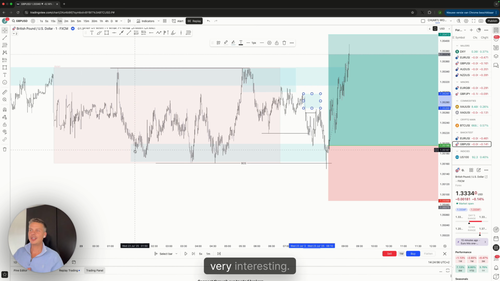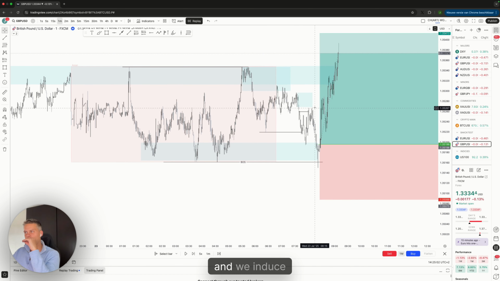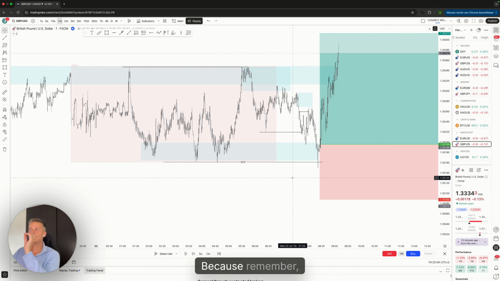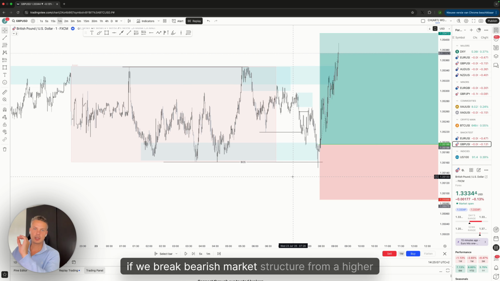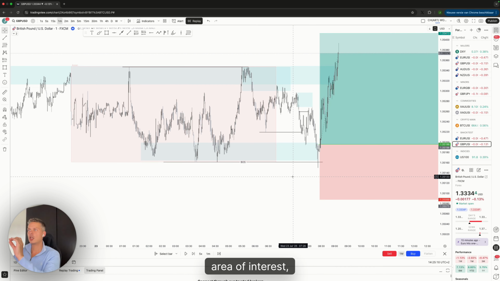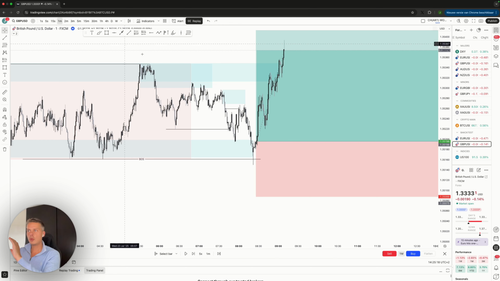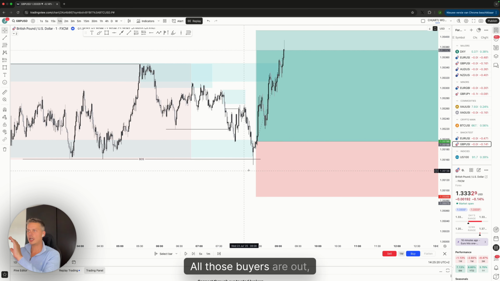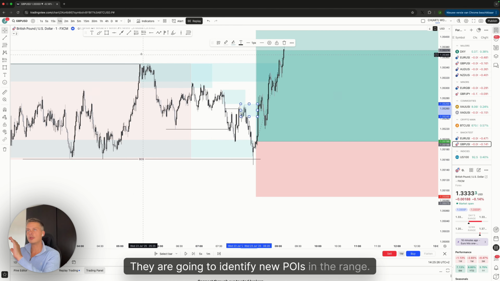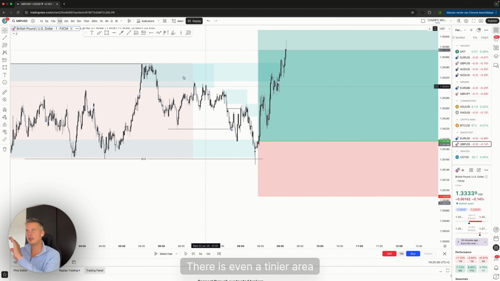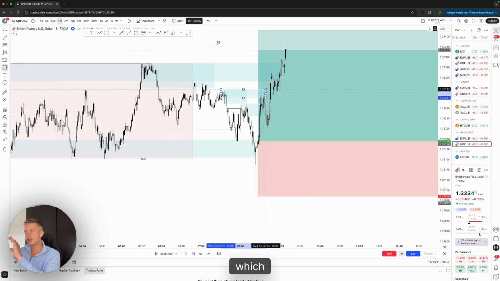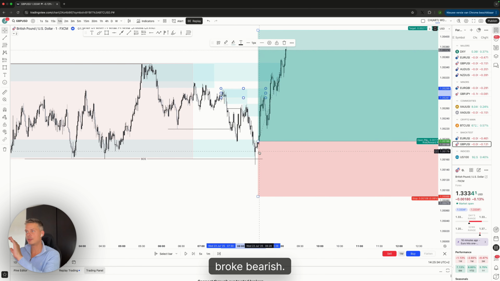And this is very, very interesting. If we see this kind of price action happening and we induce more sellers, because remember, if we break bearish market structure from a higher time frame area of interest, it's inducing more traders, in this case sellers. So what happens? Well, we have a bearish break of structure. All those buyers are out, are liquidated. We have a bearish break over here. They are going to identify new POIs in the range. There is even a tinier area over here, which tapped in, broke bearish.